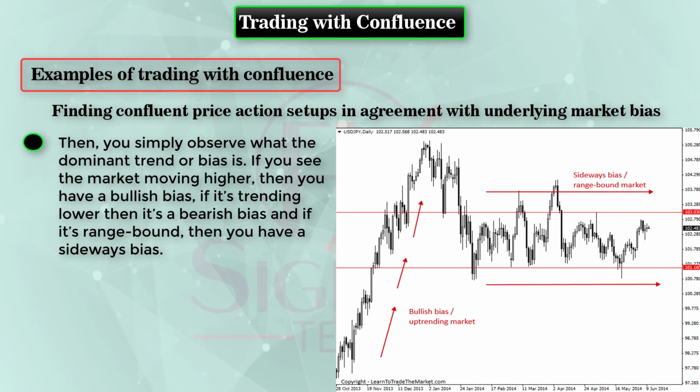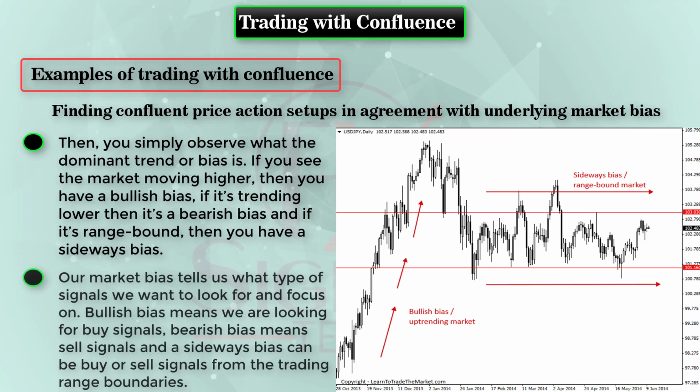Then, you simply observe what the dominant trend or bias is. If you see the market moving higher, then you have a bullish bias. If it's trending lower, then it's a bearish bias. And if it's range-bound, then you have a sideways bias. Our market bias tells us what type of signals we want to look for and focus on. Bullish bias means we are looking for buy signals. Bearish bias means sell signals, and a sideways bias can be buy or sell signals from the trading range boundaries.